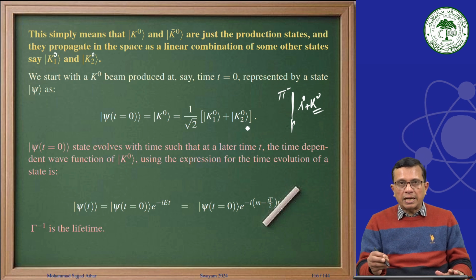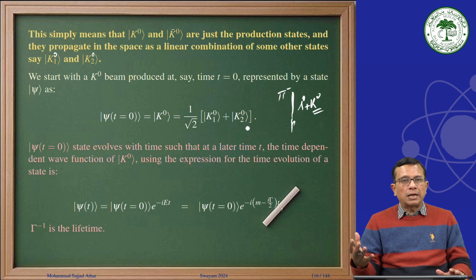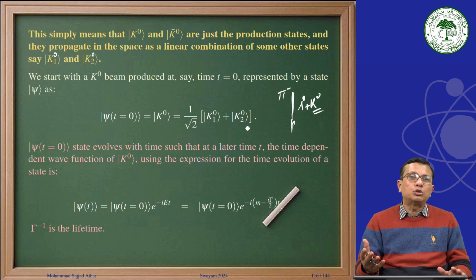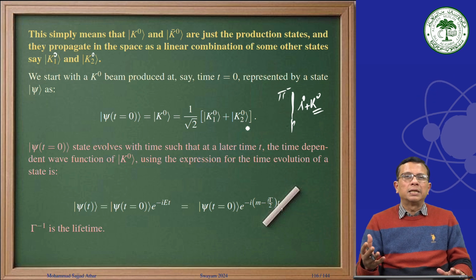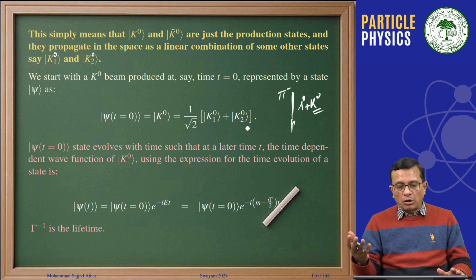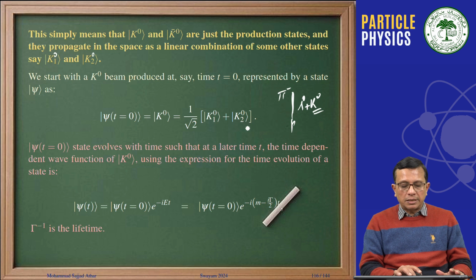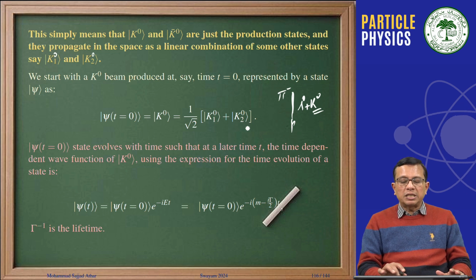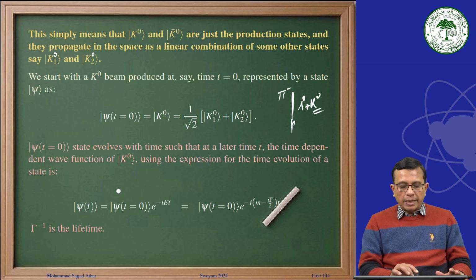Now, at a later time t, these kaons propagate as KL0 and KS0, the long-lived and short-lived kaon states, which decay to 2 pions and 3 pions, and that means their lifetimes are fixed. If the lifetimes are fixed, then recall from quantum mechanics that psi at time 0 evolves with time, such that at a later time t, the time dependent wave function, using the time evolution equation (you can look at Schiff's book or any quantum mechanics book), is given by psi at 0 times e to the power minus iEt.